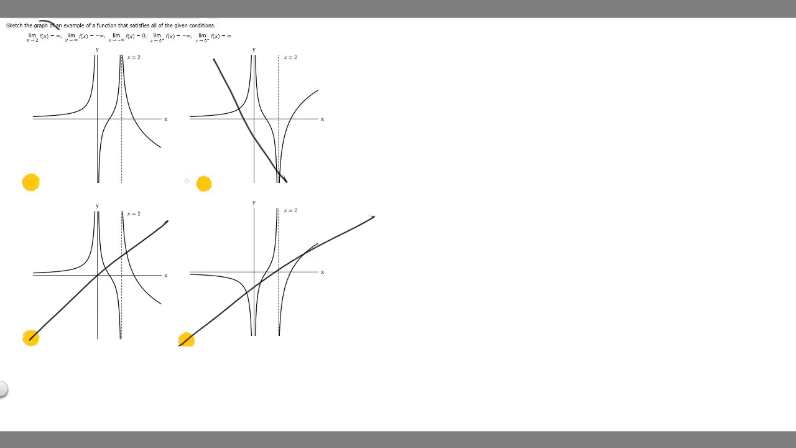So based off that, we already know these three don't check out based on the first condition. So the only one left is going to be the first one. So that's how you solve this problem.